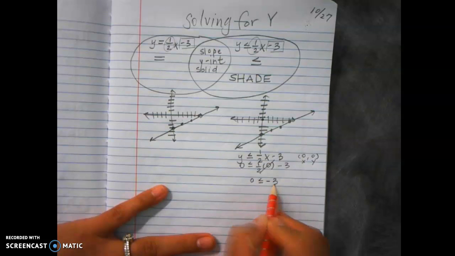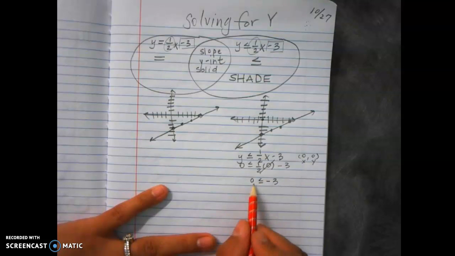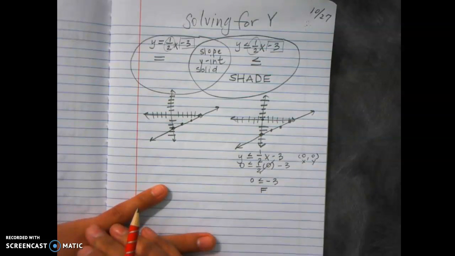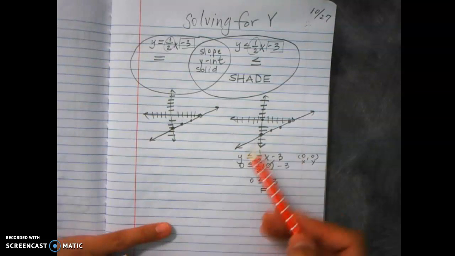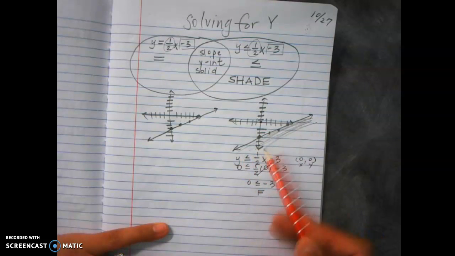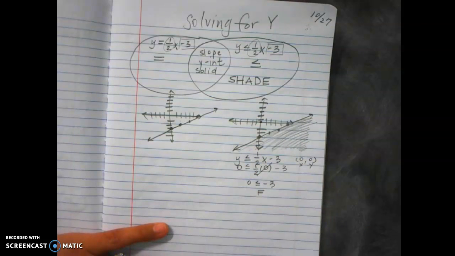So then we ask ourselves, is 0 less than -3? No, it's not, right? Is 0 equal to -3? No, it's not, right? So this is a false statement. Remember, if it's false, we shade away, or on the other side of where (0, 0) is at. So I would shade everything on this bottom part here.